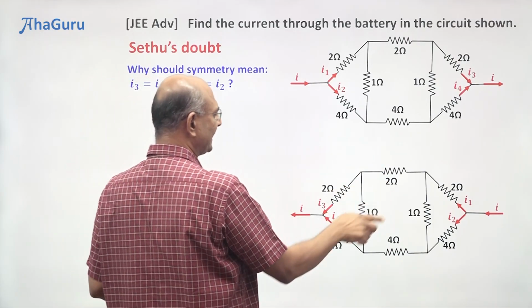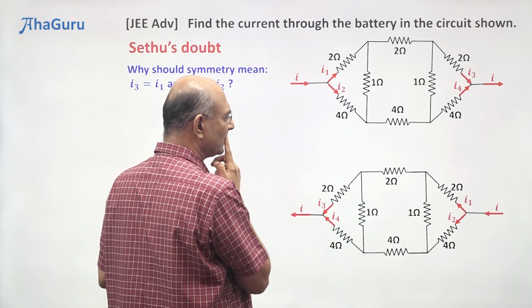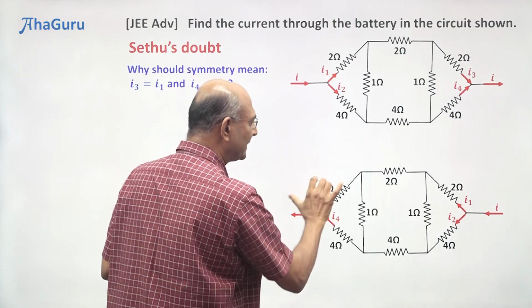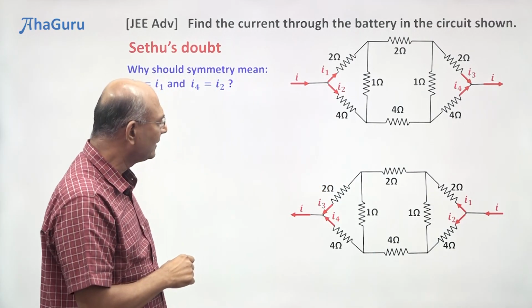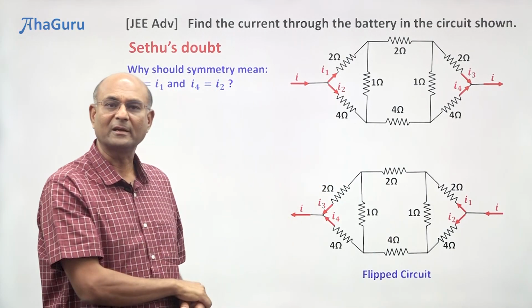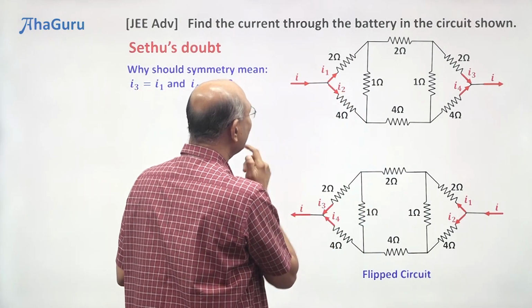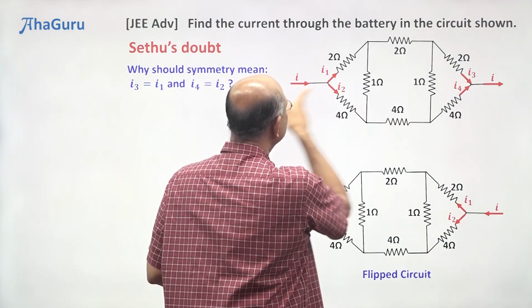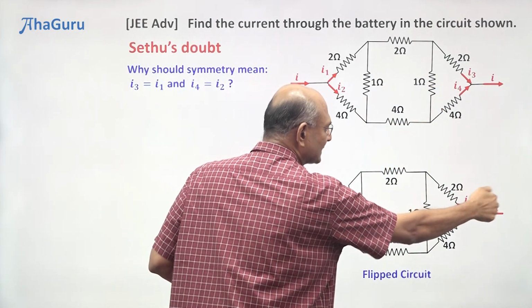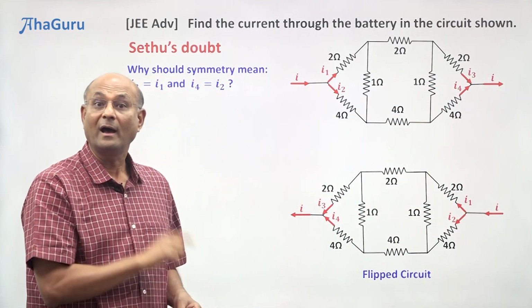So this is a nice symmetric circuit. I have flipped it around, and what I have here is a flipped circuit. But the flipped circuit looks exactly like that, except this current I is coming in here and going out there. Now it is coming in there and going out here.